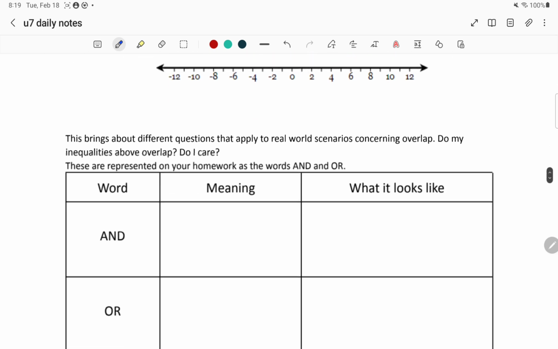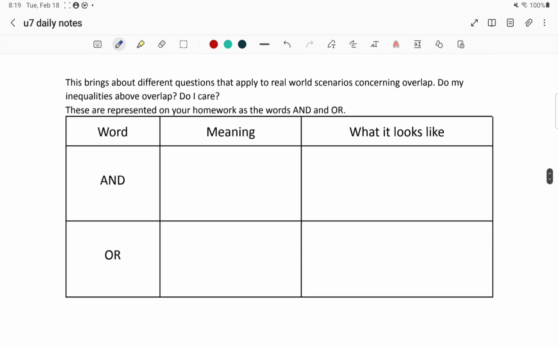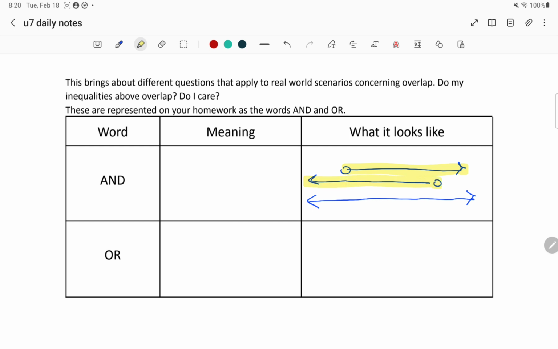So I'll skip down to the bottom here for a second. One time we apply it with the word and. When we say one inequality and another one, we mean when they both are being applied at the same time. So if I have two inequalities that look like this, I only care about when this one and this one are being applied. And what that looks like is I only keep where they overlap. So I would only keep this spot.